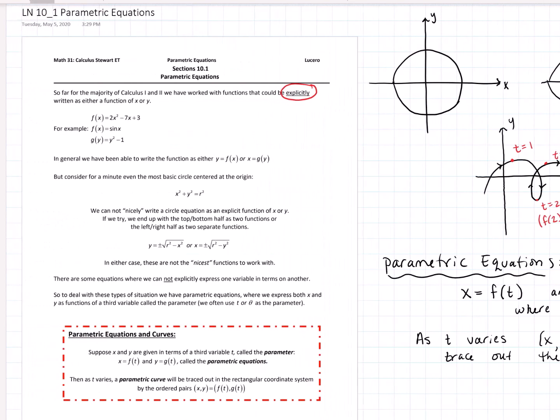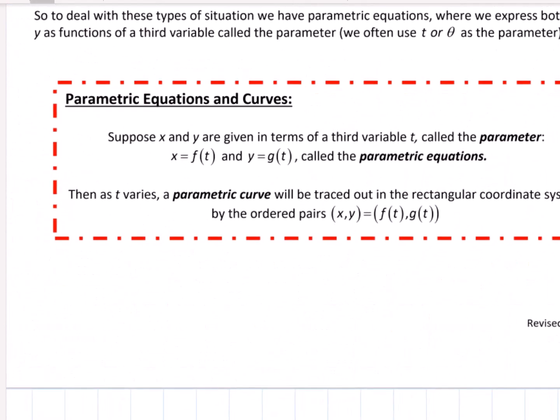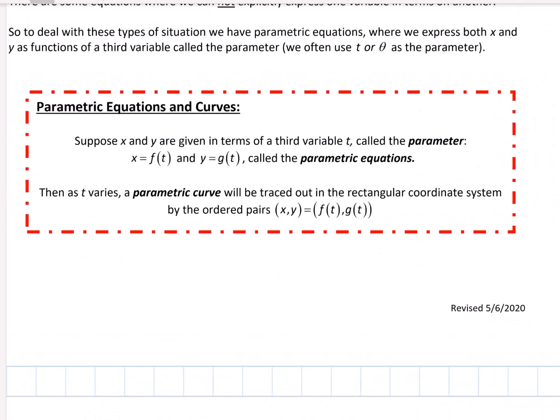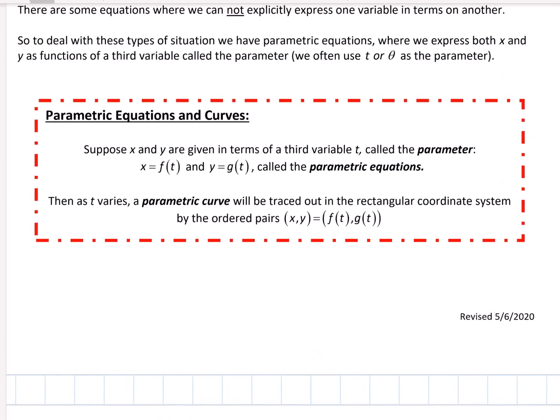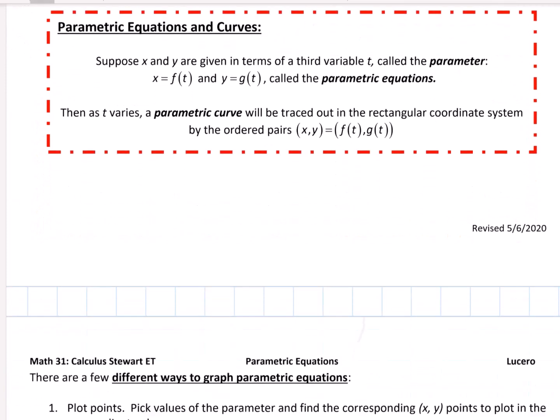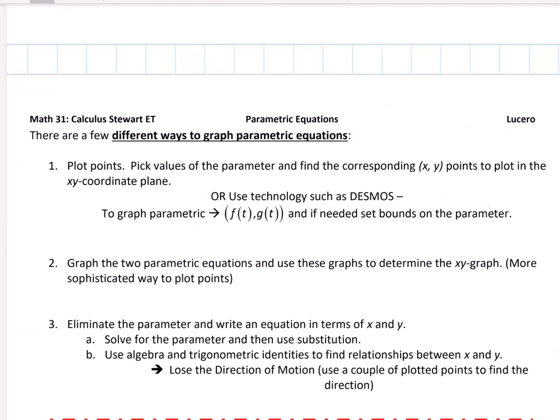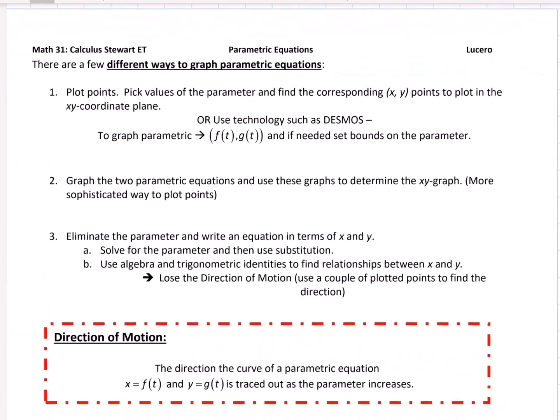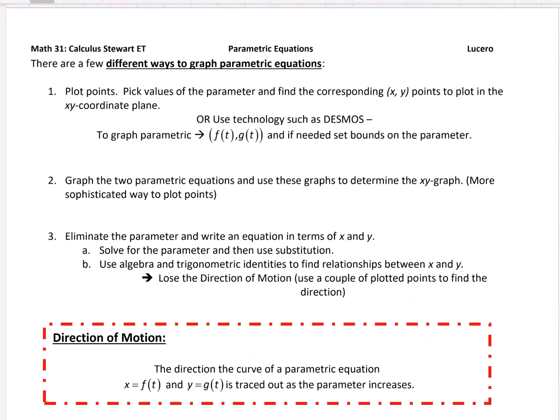And so here is the official definition. I'll just capture it on the screen again. Suppose x and y are given in terms of a third variable we call the parameter, and then the ordered pairs trace out the curve. All right, so I want to do a brief overview here of how we actually graph parametric curves, and then spend the majority of the time in this video actually graphing a couple. We basically have 3 ways to graph parametric curves.